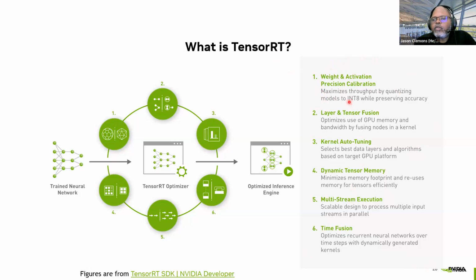For example, it will try to quantize your model to 8-bit and preserve the accuracy. It'll try to do some layer fusion and tensor fusion. We'll talk about that next, what these are specifically. It can try kernel auto-tuning, trying to select some of the best data layers, so it can help with neural architecture search. It can dynamically allocate and deallocate memory. It can support multi-stream execution, so you can do more things in parallel, and do time fusion.